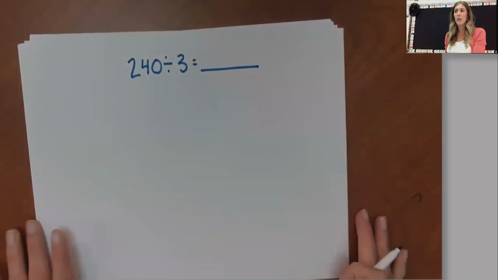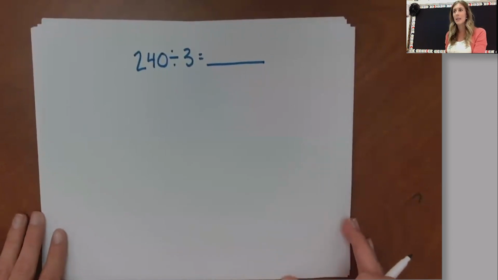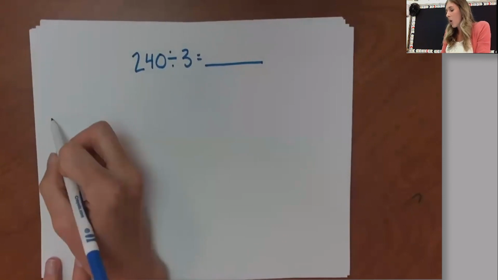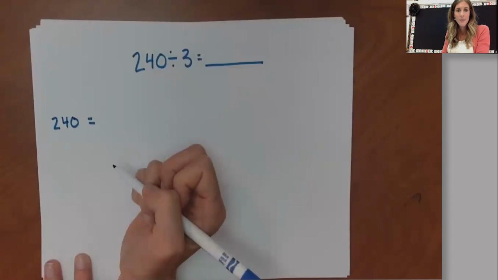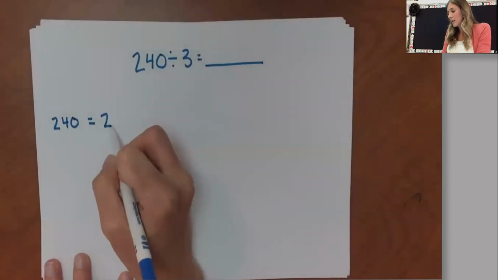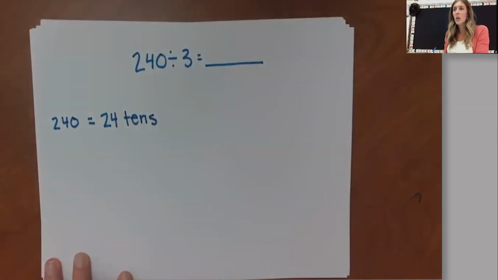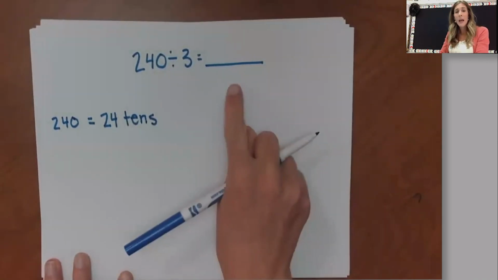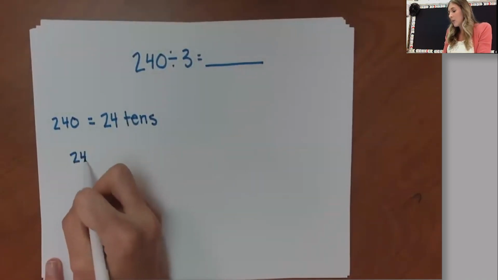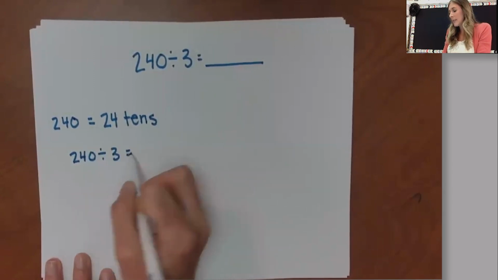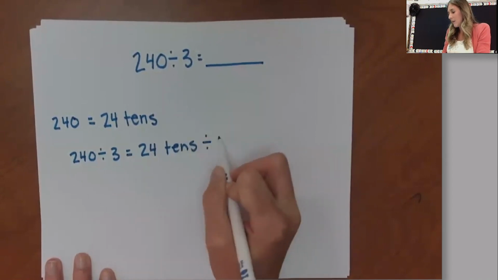So we saw earlier with the base 10 blocks that we can use place value to rewrite 240 as tens. So when we drew it, we saw that 240 is equal to how many tens? 24 tens. Very good. So 240 divided by 3 can be rewritten as 24 tens divided by 3. So 240 divided by 3 is the same as saying 24 tens divided by 3.